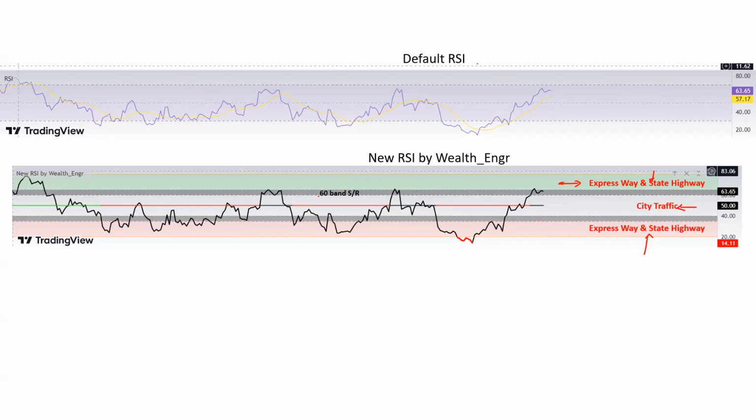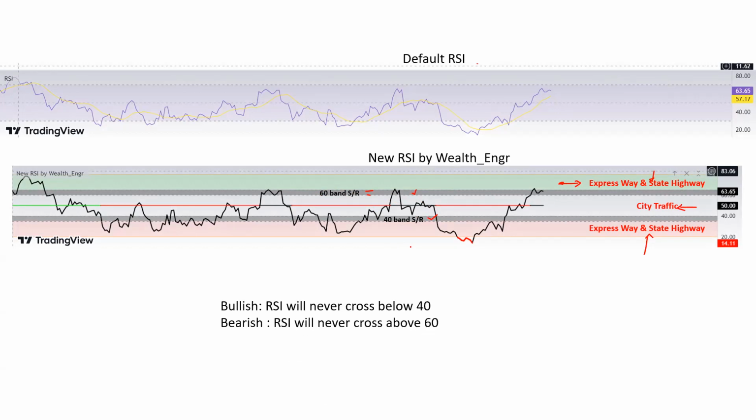This is called the 60 band. These are the RSI values 60 and 65. This 60 to 65 RSI band will act like a support or resistance. Similarly, there is one more band called the 40 band, support or resistance. For this band there is one color, and for this band there is one more color. So what is the use of the 60 band and 40 band?